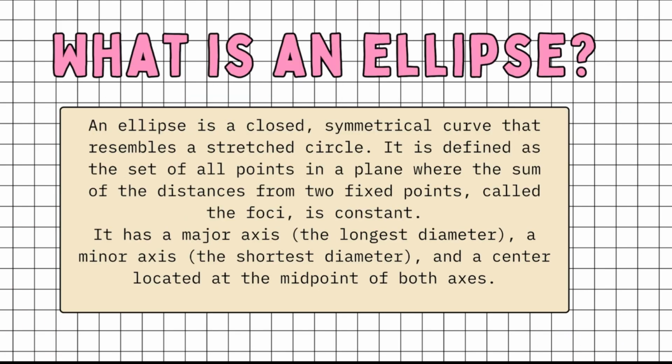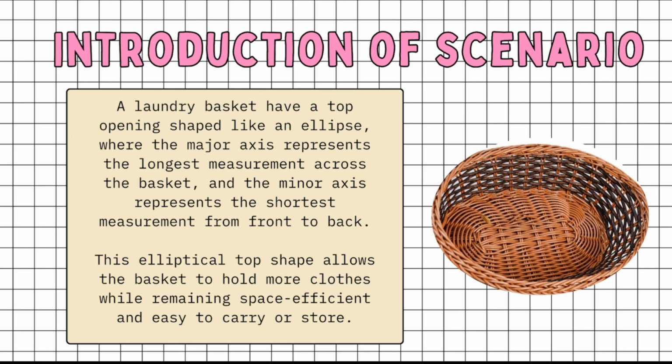So, what is an ellipse? An ellipse is a closed geometrical curve that resembles a stretched circle. It is defined as a set of all points in a plane where the sum of the distances from two fixed points, called the foci, is constant. It has a major axis, the longest diameter, a minor axis, the shortest diameter, and a center located at the midpoint of both axes. Now that we understand what an ellipse is, let's move on to our introduction of scenario.